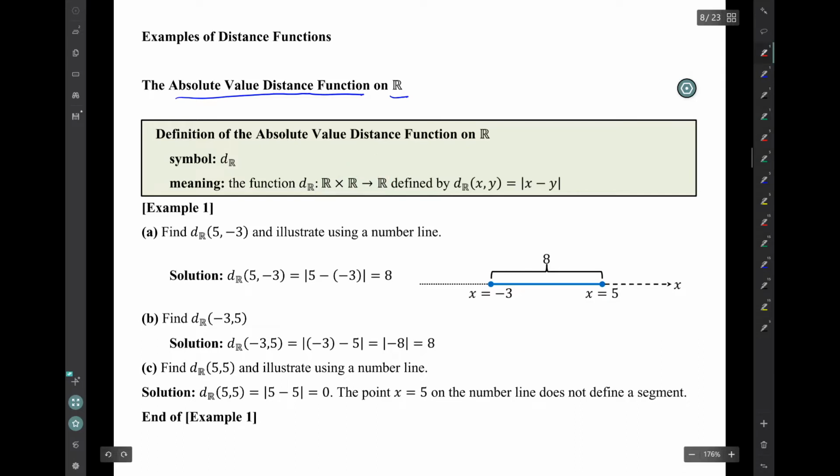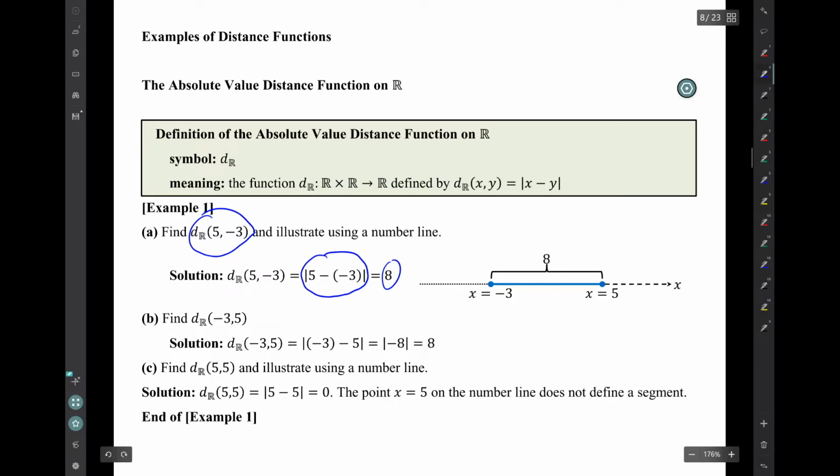And I have to tell you how it's going to work. Given two real numbers, x and y, you compute the distance between those two numbers by doing this. You just subtract x minus y and take the absolute value of the result. So for example, to find the distance between 5 and negative 3, you just compute the absolute value of 5 minus negative 3. You get the number 8. You can illustrate that on a number line as shown here.